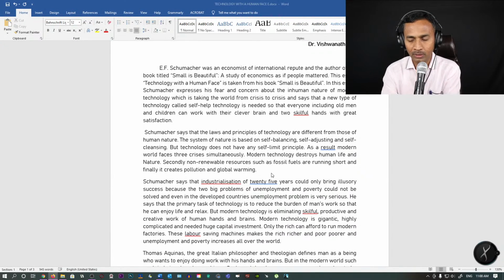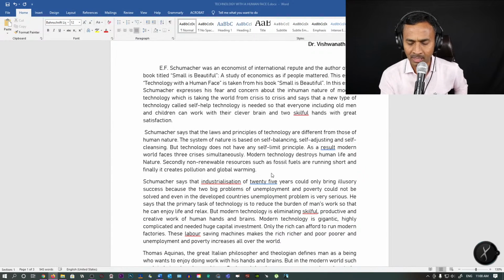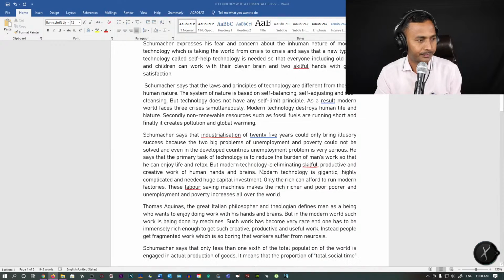So he is not only talking about technology in a limited sense, but technology overall, or maybe in modern times, the entire industrialization and automation, everything. He is talking about that. And he says that these are the three important crises simultaneously faced because of modern technology.